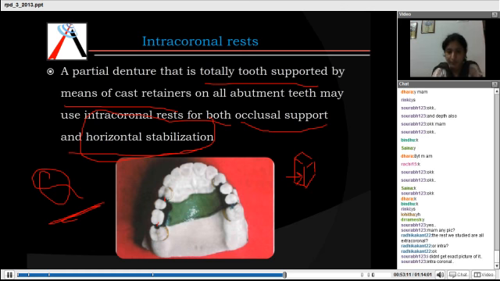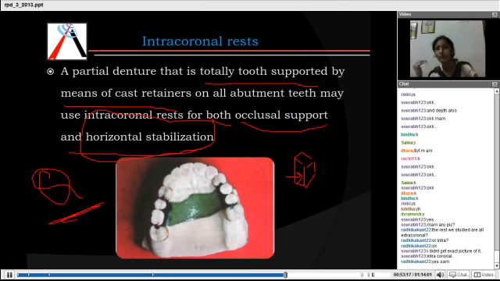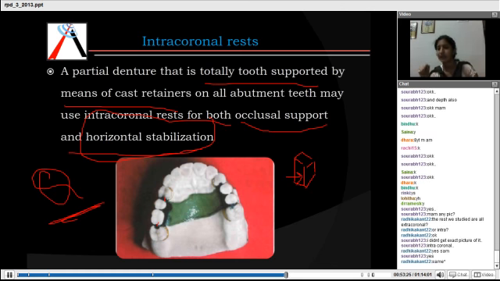See Saurabh, it is something like a box-shaped proximal preparation where you do not prepare the occlusal surface. You only prepare the proximal surface. You remember box slot preparations in class 2 preparations? It is something like that.